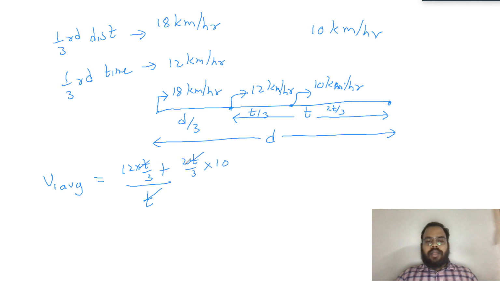Again t will cancel out. I will be left with 4 plus 10 by 3. So this will be 22 by 3. So my average velocity for this part is 22 by 3.